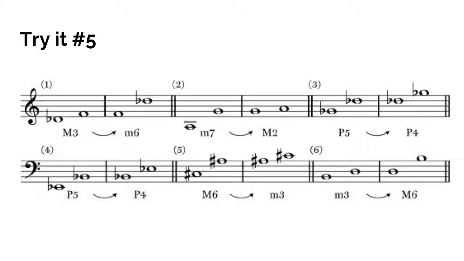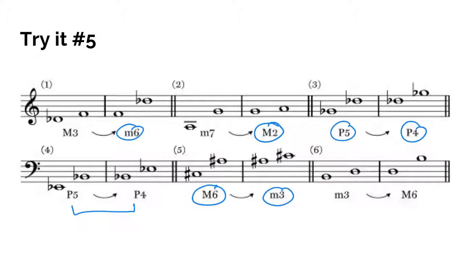As you can see here, I gave you the answers. So a major third turns into a minor sixth, a minor seventh turns into a major second, perfect fifth becomes a perfect fourth, same here. Major sixth becomes a minor third, and if, like up here in number 1, it was a major third, it would become a minor sixth. And then we have it again here, a minor third becomes a major sixth.